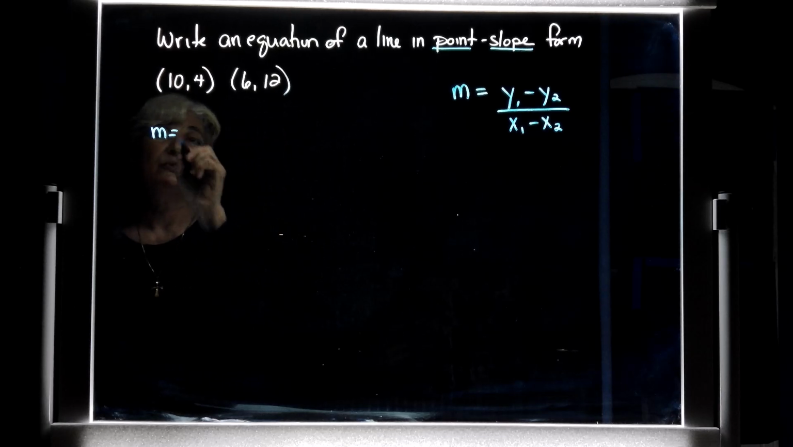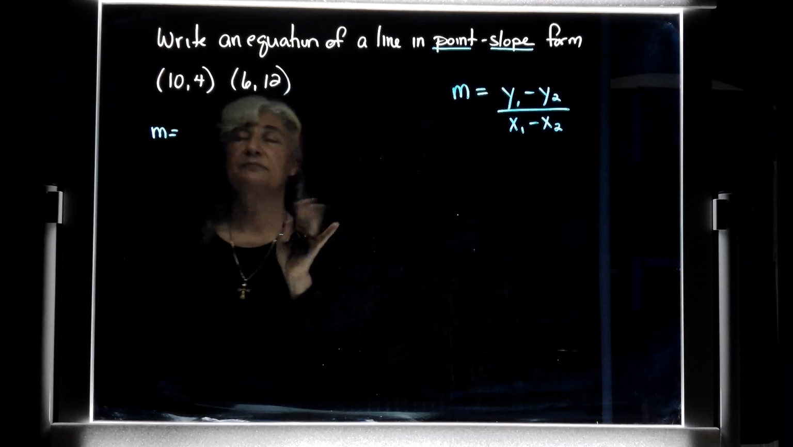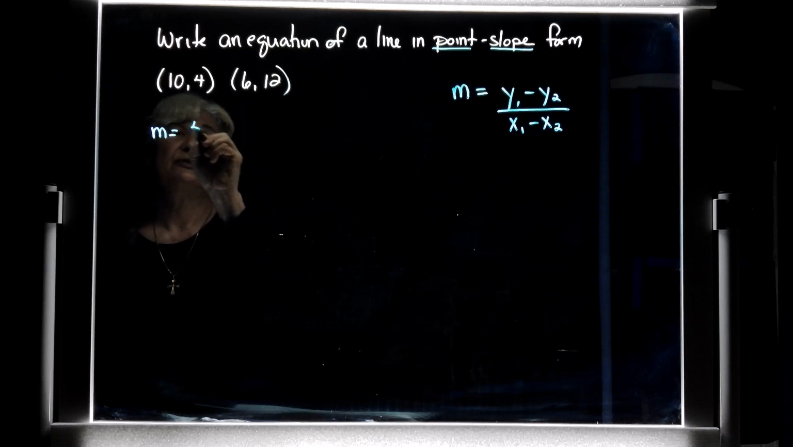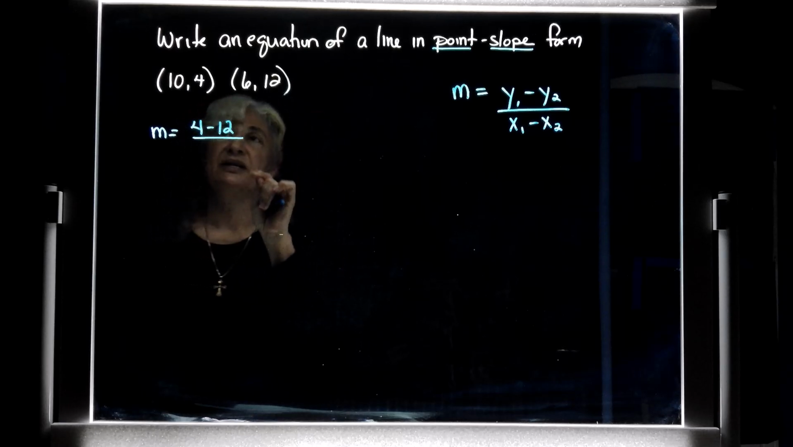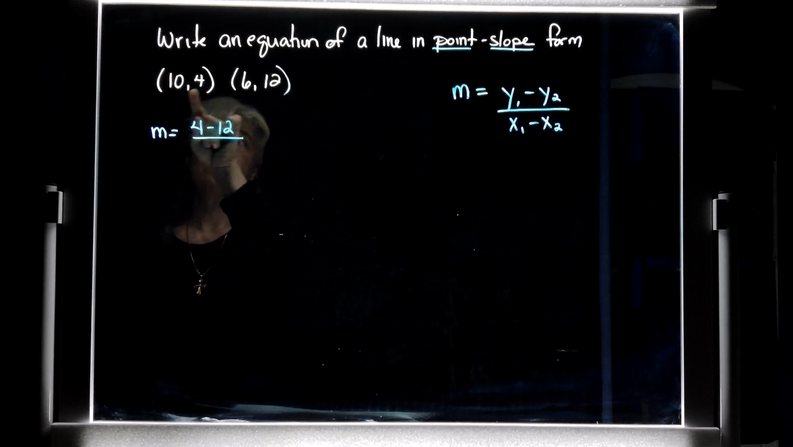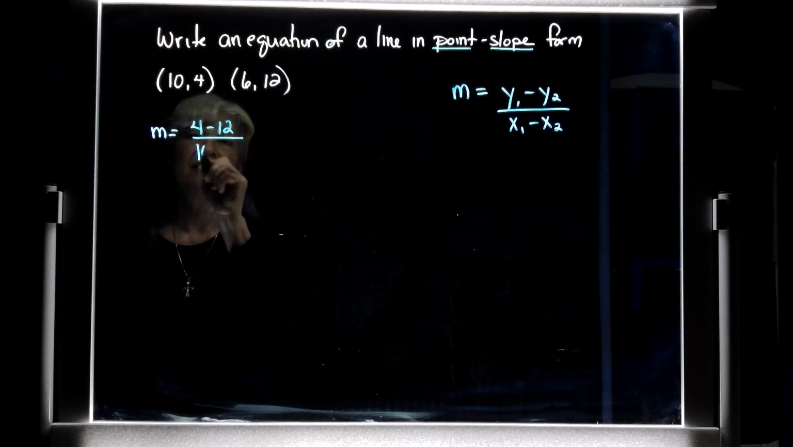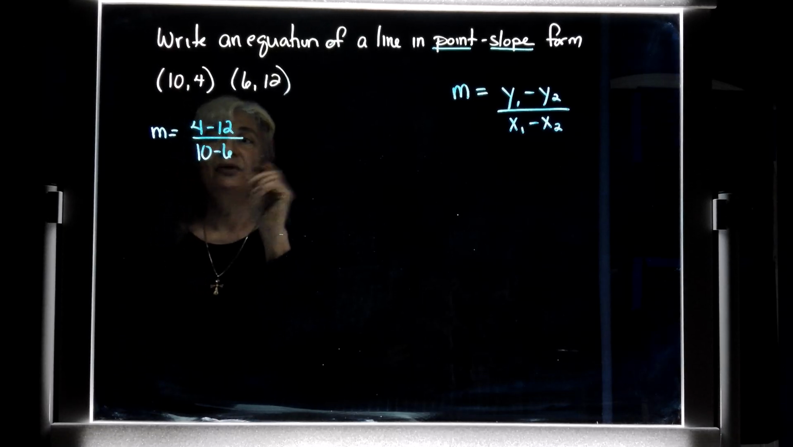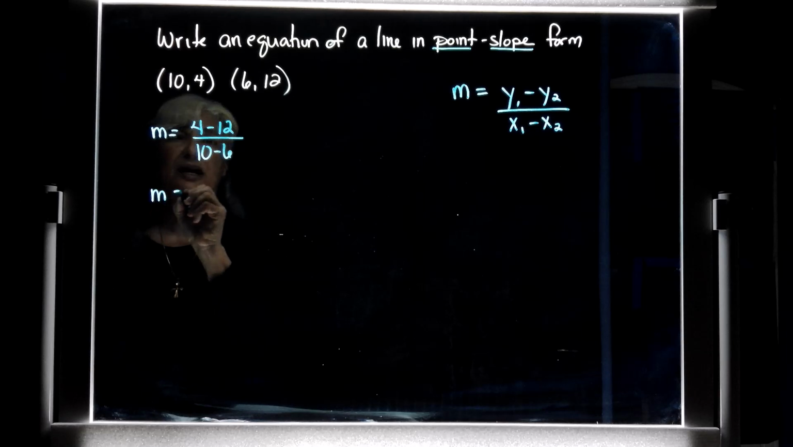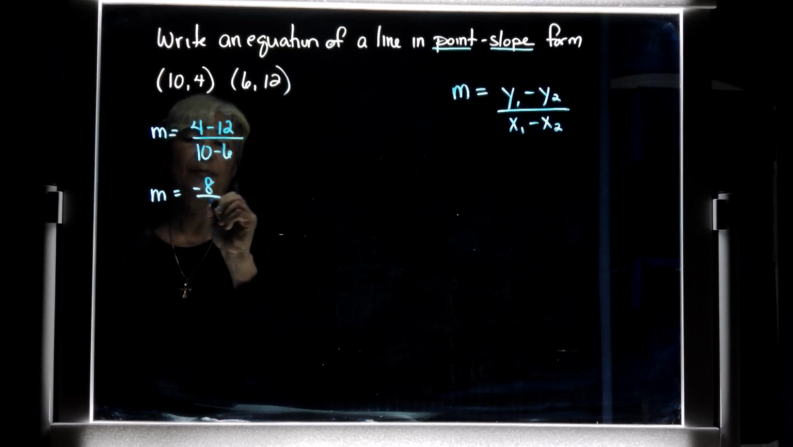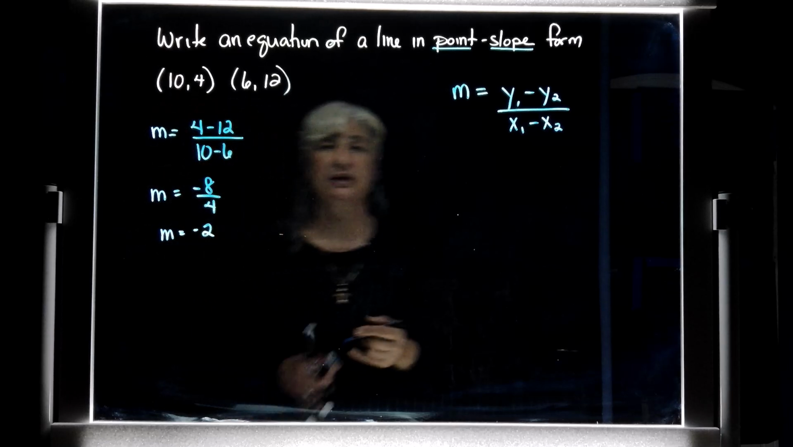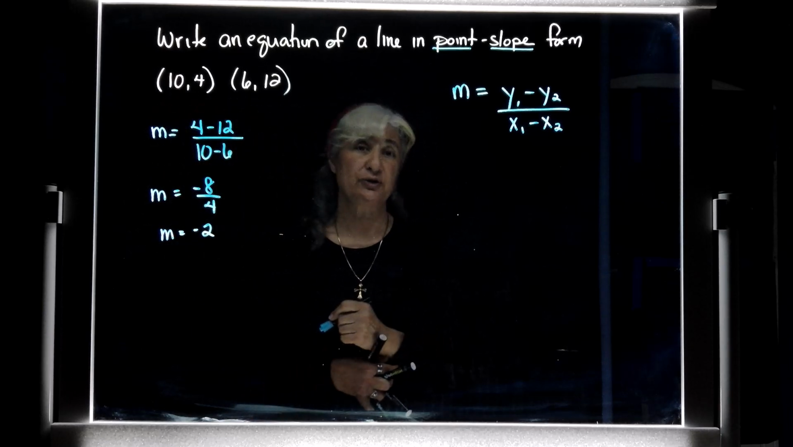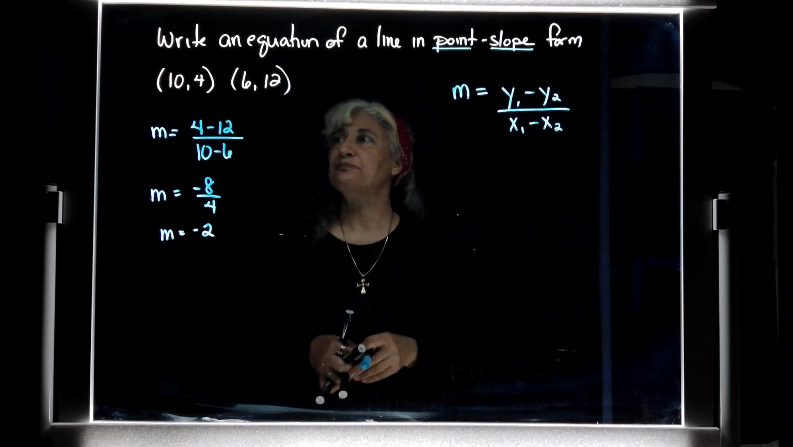Okay, so I need the slope over here. So m equals, so I need to subtract the y's. So I'm just going to do 4 minus 12 over subtracting the x's, the difference of the x's. So since I chose the 4 first, I'm going to choose the 10 first. And when I complete this, I'm going to get negative 8 on top, 4 on the bottom, so I get negative 2 for my slope. Do you agree? Did you get the same? Excellent.